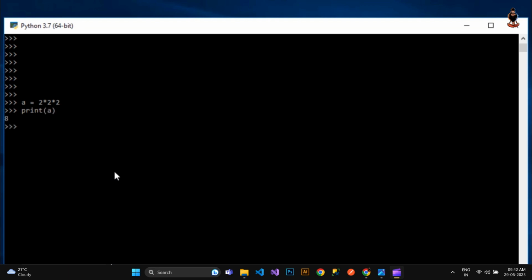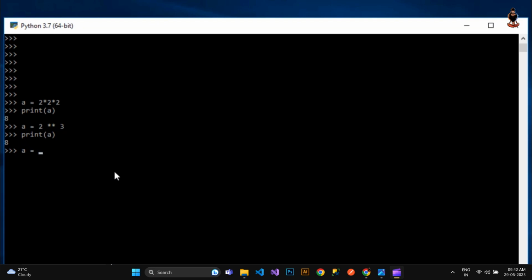And we got 8. But what if you need to do 2 to the power of 10 or some bigger number? You cannot write 2 multiply by 2 ten times. So instead of that, we can take 2 with a double asterisk sign and the power that we want to give. If I need to give the power of cube, I can do that, and then I can print a.